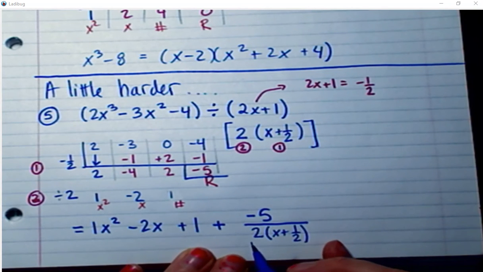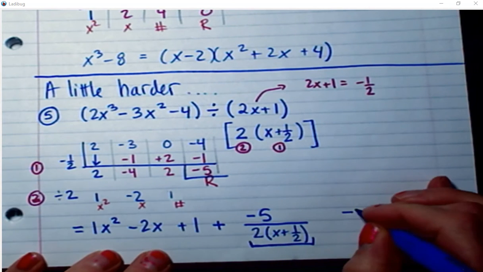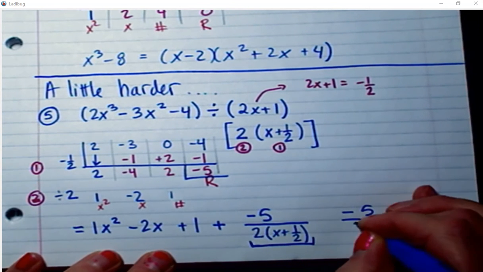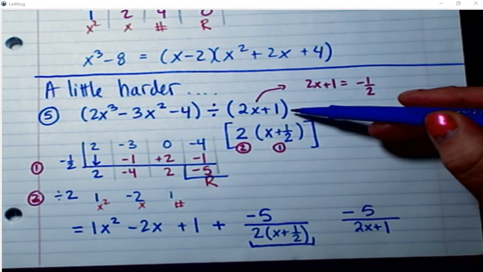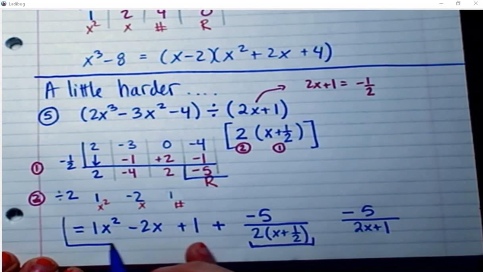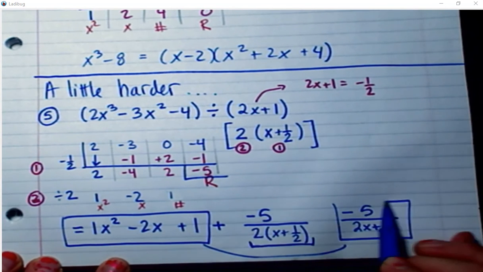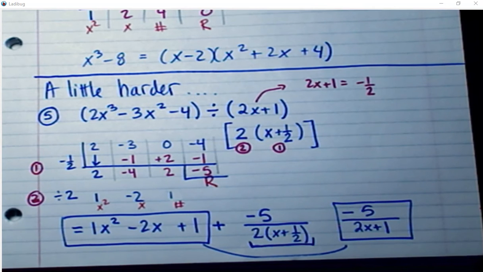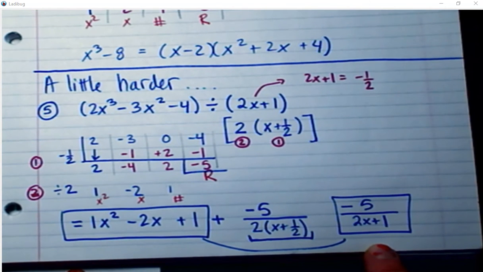Now notice that this right here, I don't really want to write it like that. I would prefer to write my remainder like this. So I wanted to write my remainder over the original piece, and so this is the answer. Okay? This is the remainder. This is how I would prefer to write it.